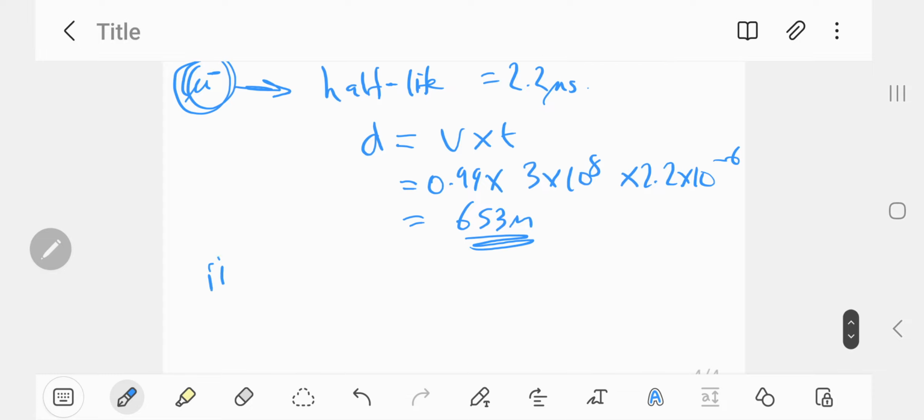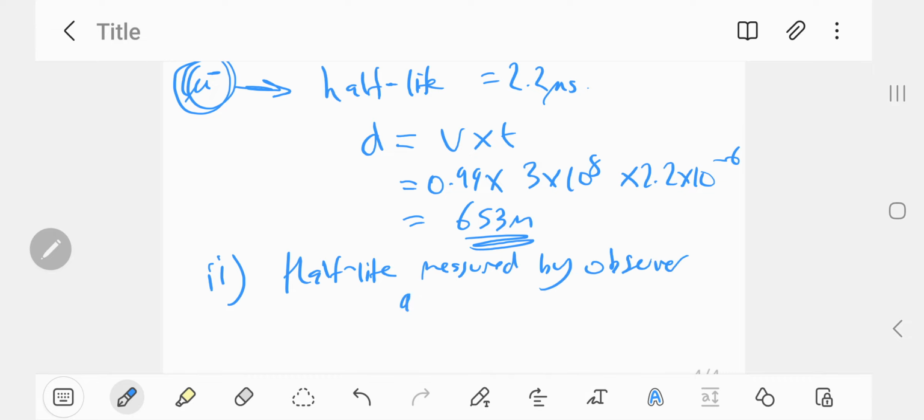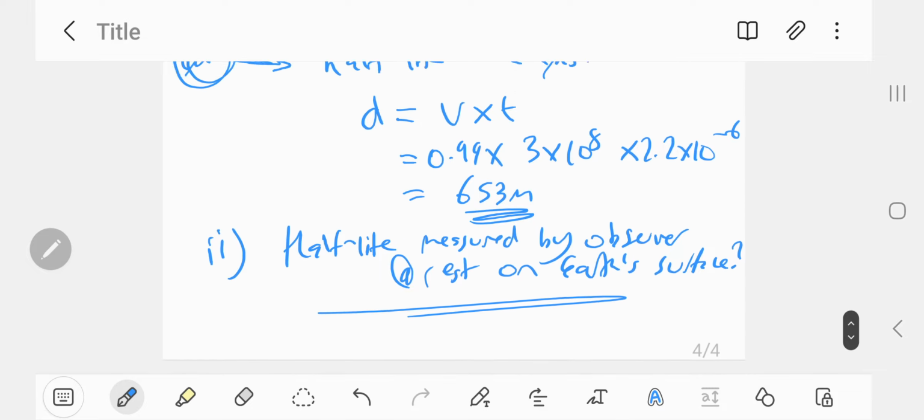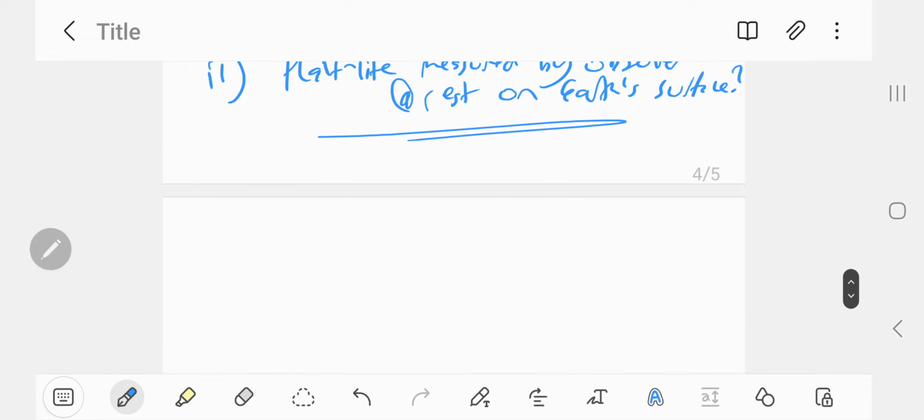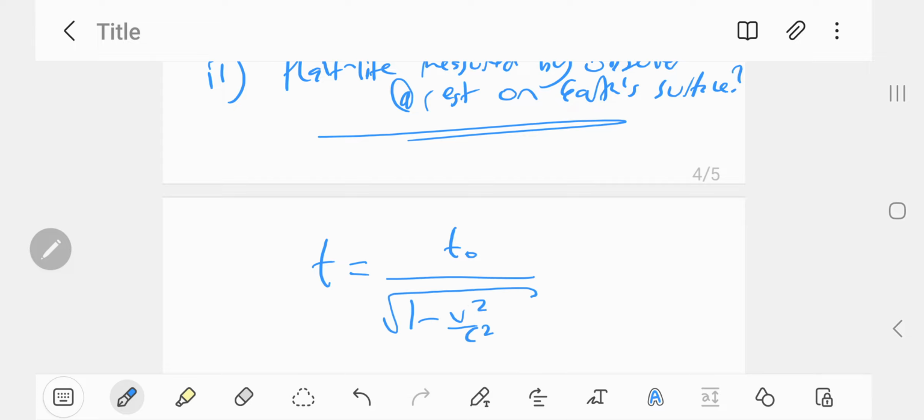And now suppose we want to work out the half-life as measured by an observer at rest on Earth's surface. Suppose you have a scientist on Earth's surface watching these muons, and he wants to know what the half-life is. So we need to use the time dilation equation for this. So T is equal to T sub naught over the square root of 1 minus V squared over C squared.